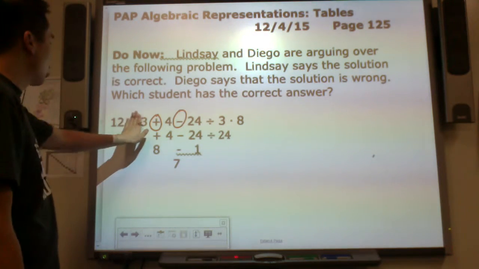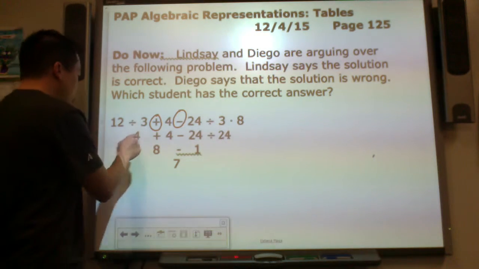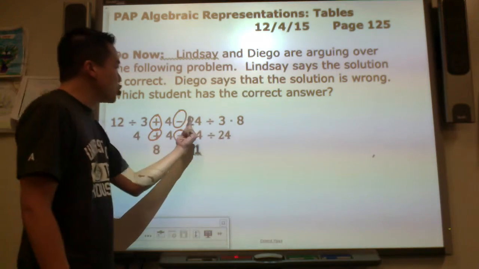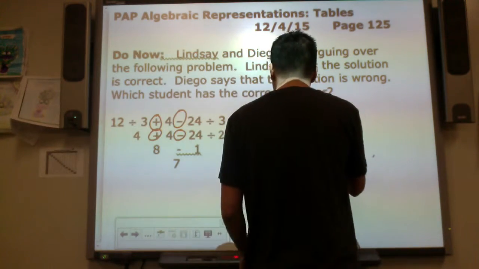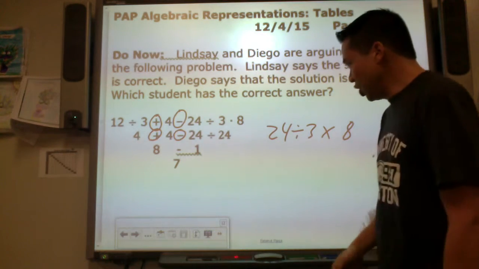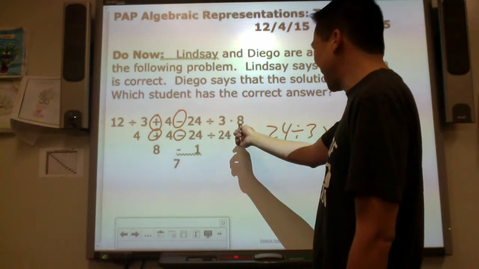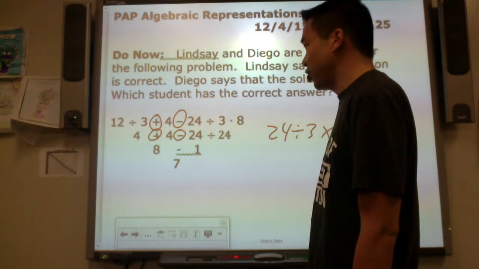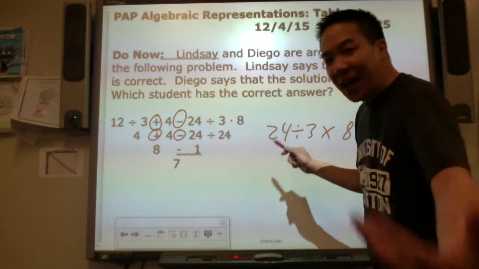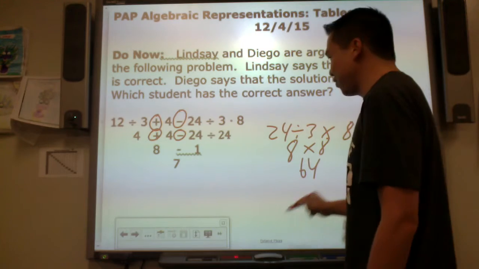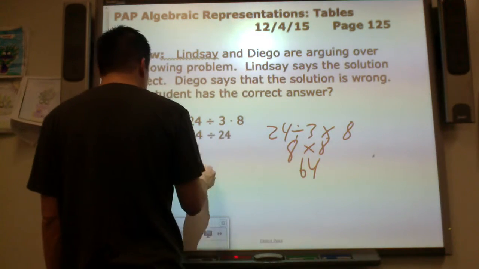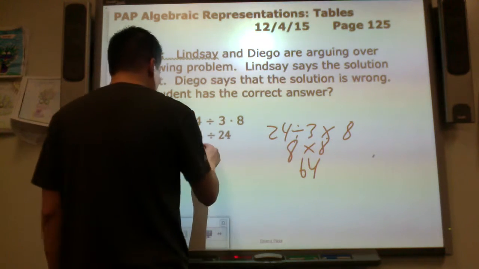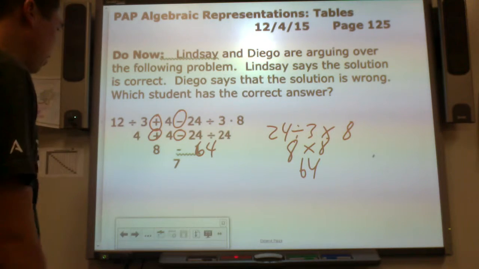The first term is 12 divided by 3, which is 4. That is correct. The second term is 4. 4 is 4. The third term is 24 divided by 3 times 8. She did 24, and then she went back here and did 3 times 8, and I have no idea what she's doing. 24 divided by 3 is 8. 8 times 8 is 64. So there should be 64 there.